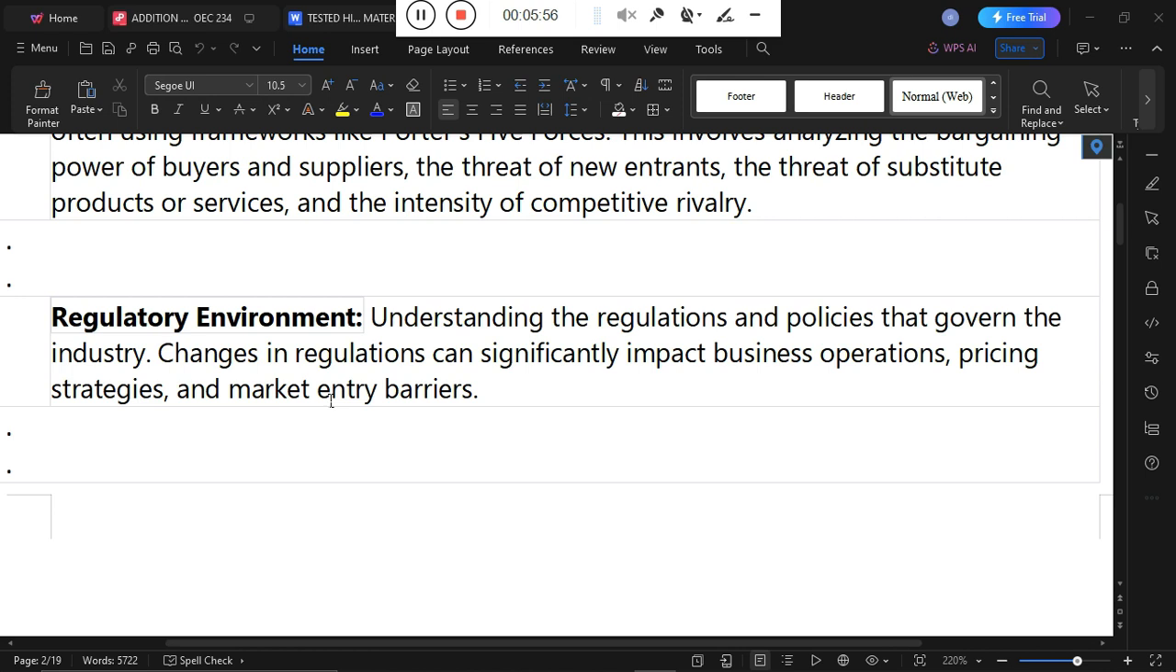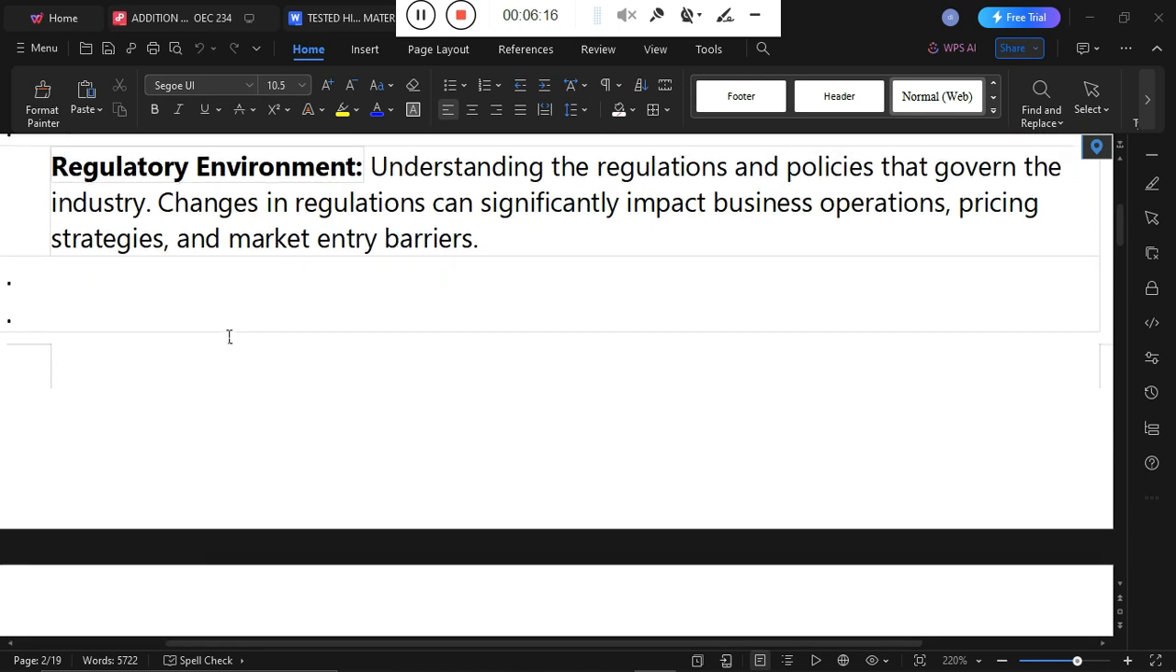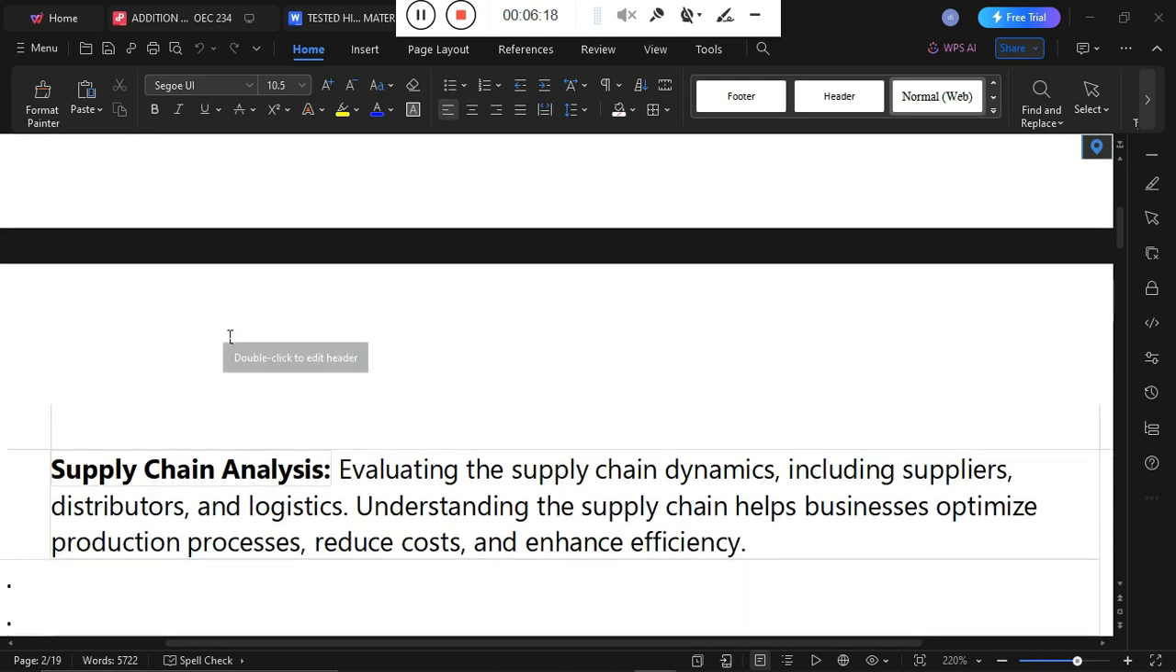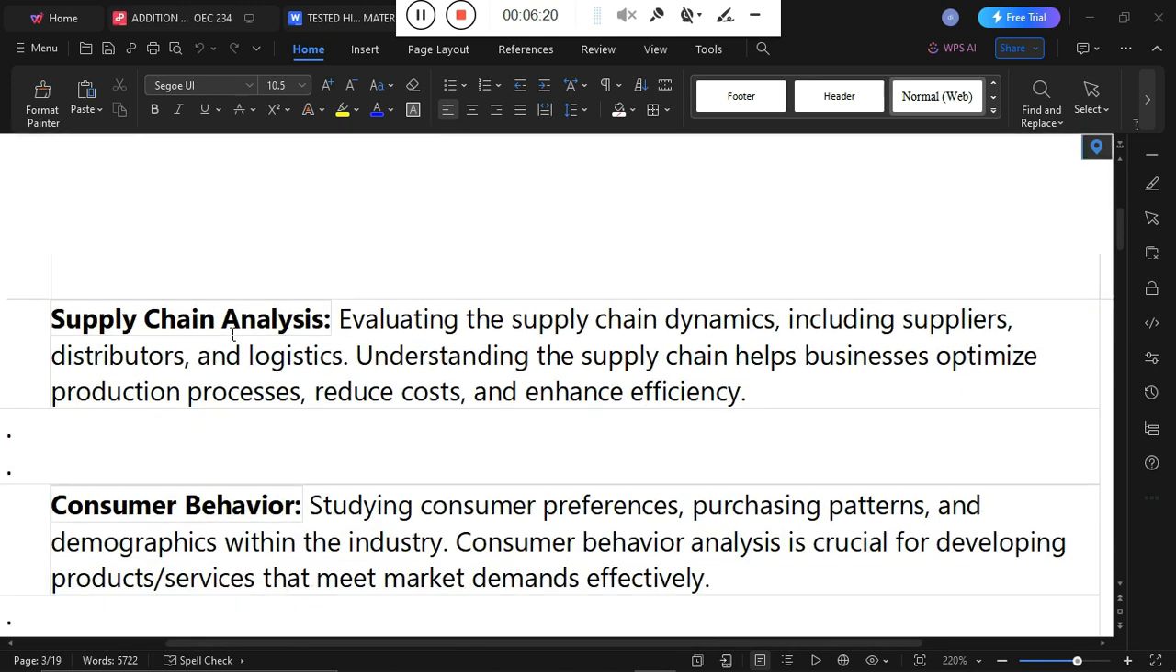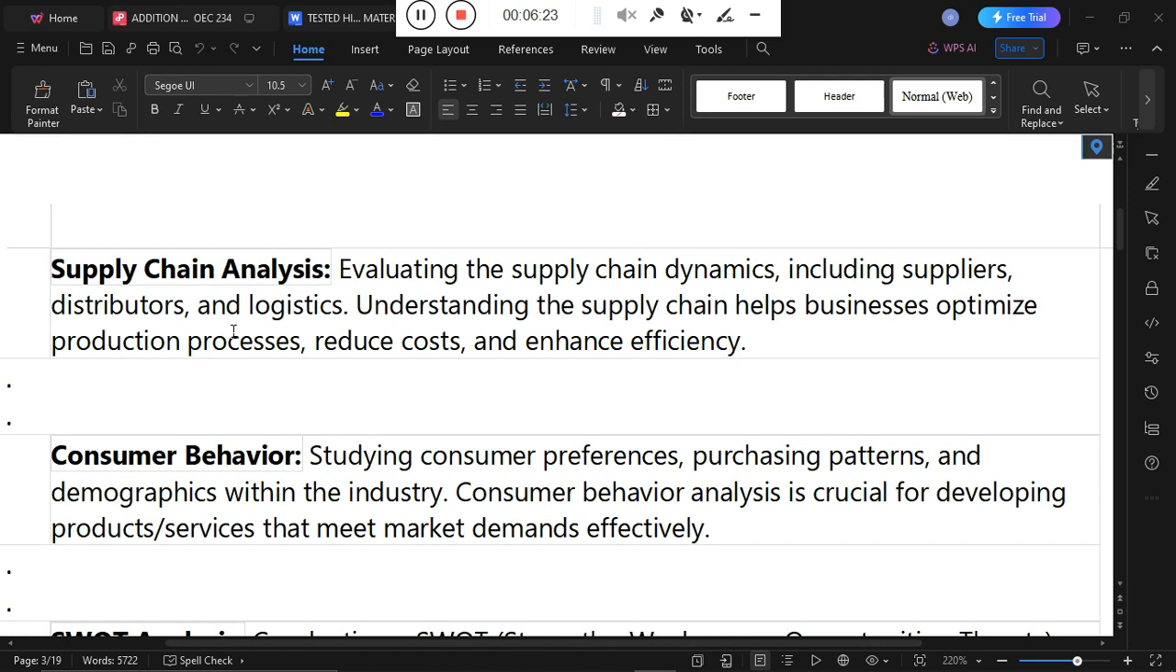Another key component in industrial analysis is the regulatory environment. Understanding the regulations and the policies that govern industries is the key issue that we are focused on here. The regulatory environment helps an individual to understand the policies and regulations that govern or control the business systems, the market system, or the industry operations. Whenever there is a change of regulations, it may impact business operations, price strategies, and market entry barriers.